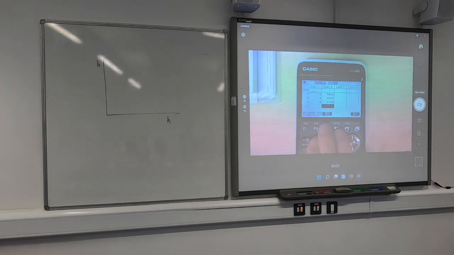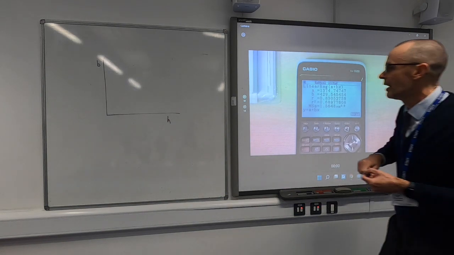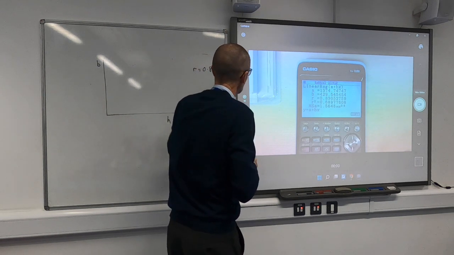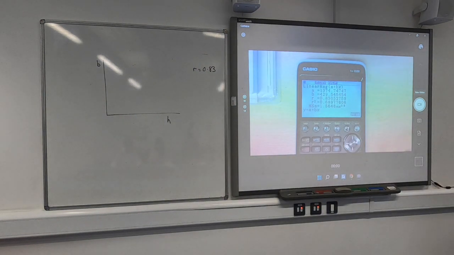So then once we've done that, we go to reg, X, and it doesn't actually matter, but A plus BX is the one we're doing. And R of 0.83, that's a really strong positive correlation, so I feel comfortable to carry on with the rest of the question. Yes, you certainly can. So see if you can finish off with that R value. Are we all okay with that?